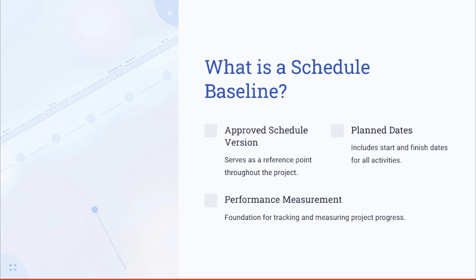But first, let's understand what exactly a schedule baseline is. The schedule baseline is the approved version of the project schedule that serves as the reference point throughout the project. It includes planned start and finish dates for all of the activities, and it's essential for tracking and measuring the performance.